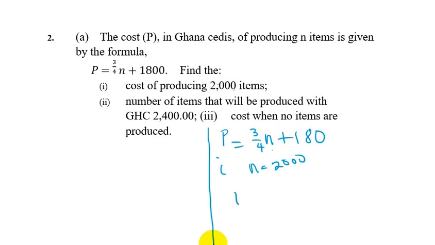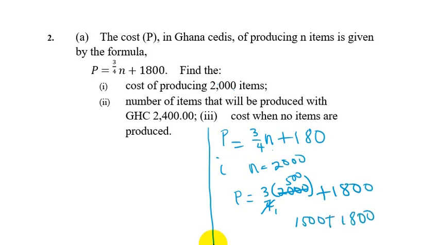That's P. So we're going to get P being equal to 3 over 4 times 2,000 plus 1,800. So we'll cancel. So 4 goes here 1. It goes here 500. So 3 times 500 will give us 1,500 plus 1,800. And that is going to give us 3,300 cedis. So when we are producing 2,000 items, okay, it will cost us 3,300 to produce it.